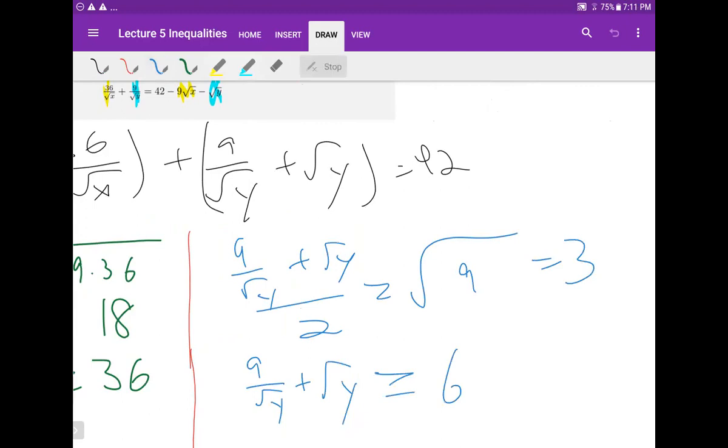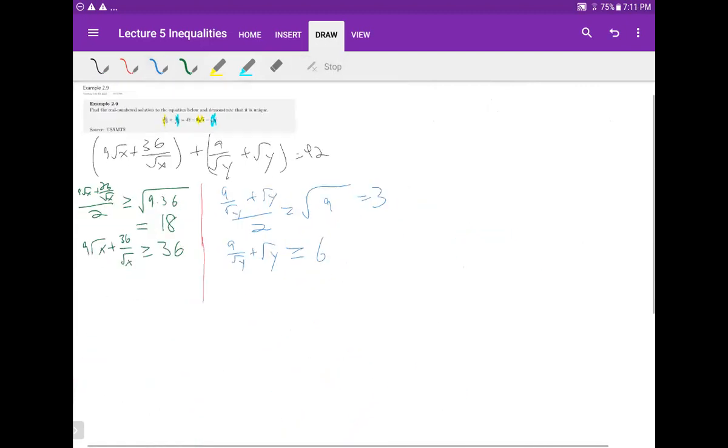So now if we add these two expressions together, let's call it f of x comma y, this expression here is greater than or equal to 42, right? If we add these two together. So that means that any solution to this problem is unique, right?